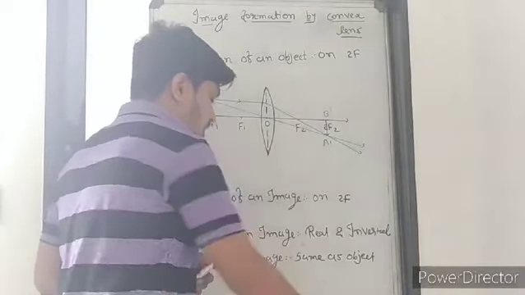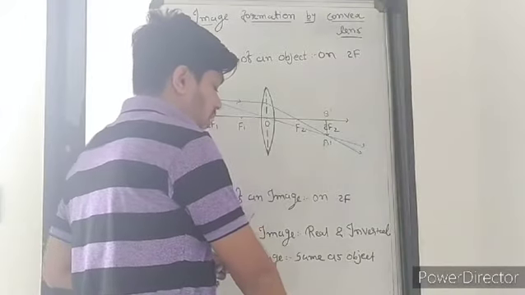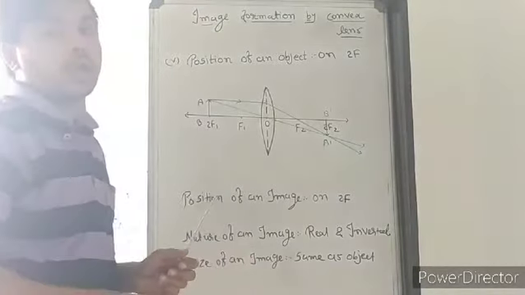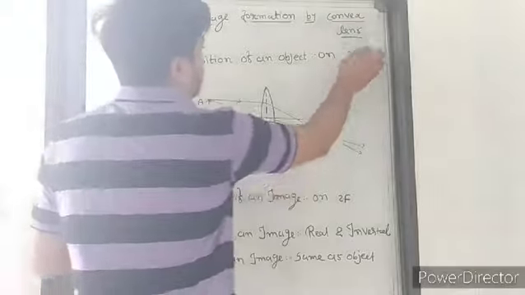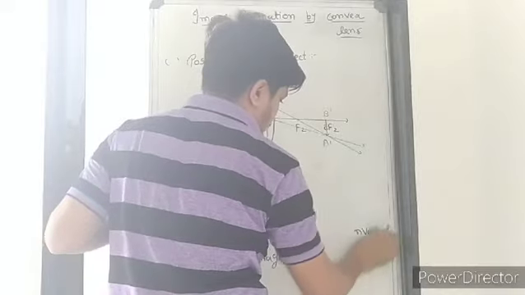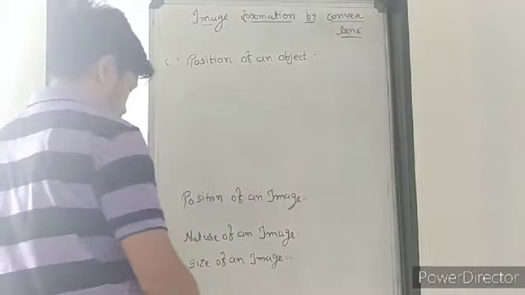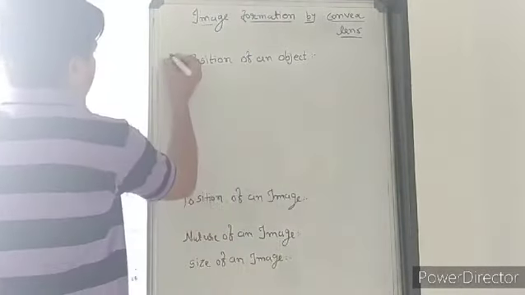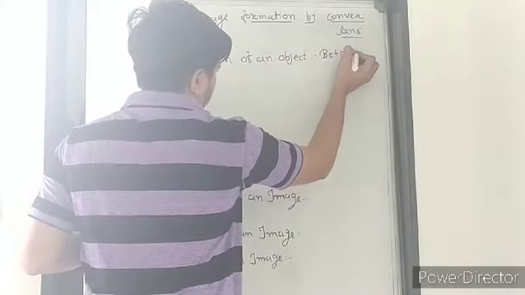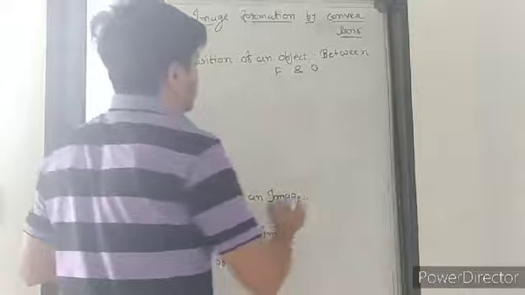Same as when object is on a center of curvature C for the concave mirror. You get an image on C. Like that, at here also, you get an image on 2F. Now, our last image formed by convex lens. Position is in between F and O. Principal focus and optical center.